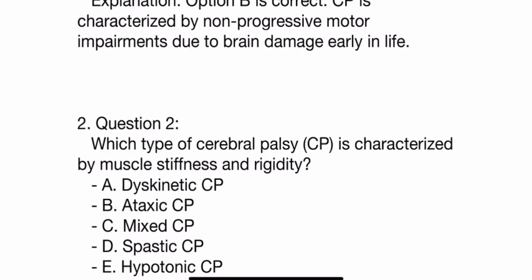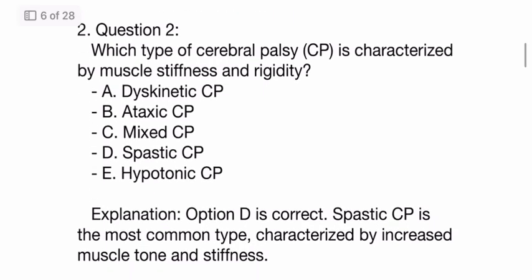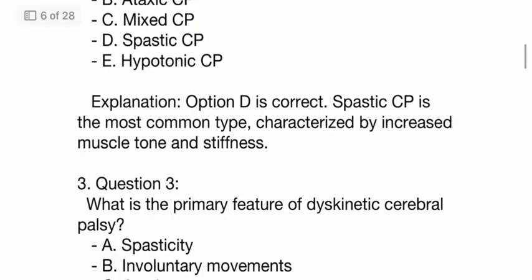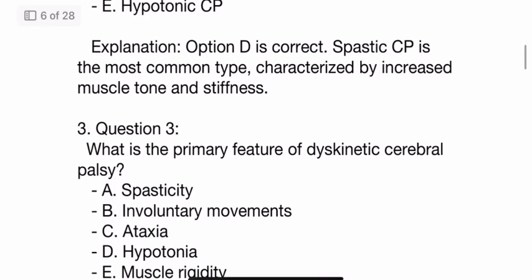Question 2. Which type of CP is characterized by muscle stiffness and rigidity? A, dyskinetic CP. B, ataxic CP. C, mixed CP. D, spastic CP. E, hypotonic CP. Okay, so stiffness and rigidity is going to be found in spastic CP. Spastic CP is also the most common, and it's the one that is characterized by increased muscle tone and stiffness.